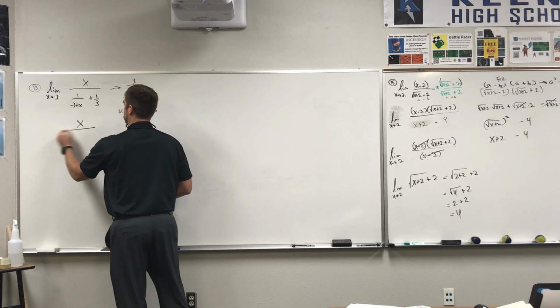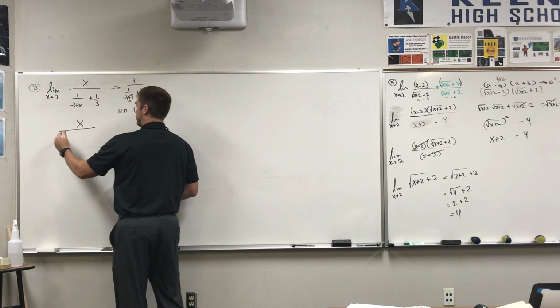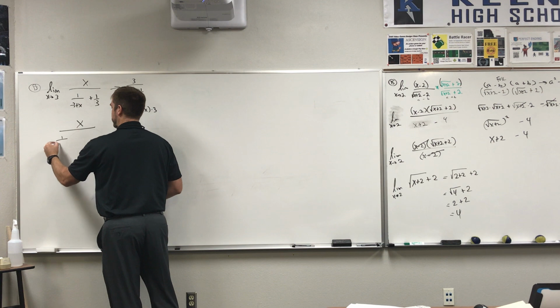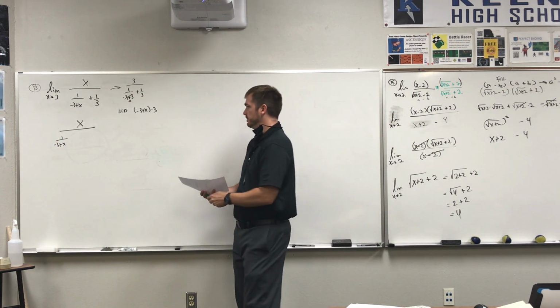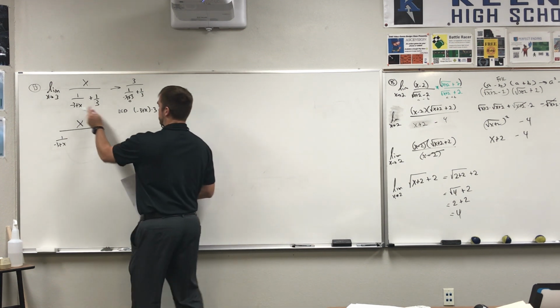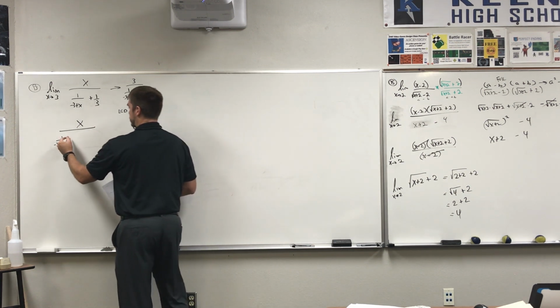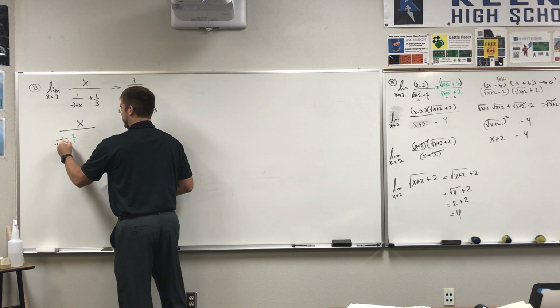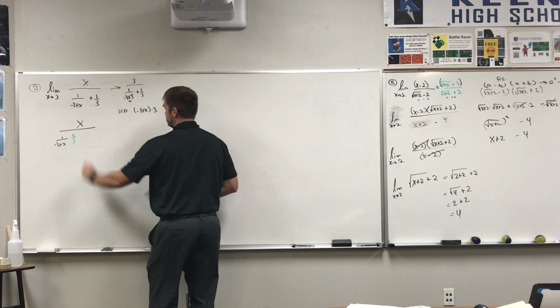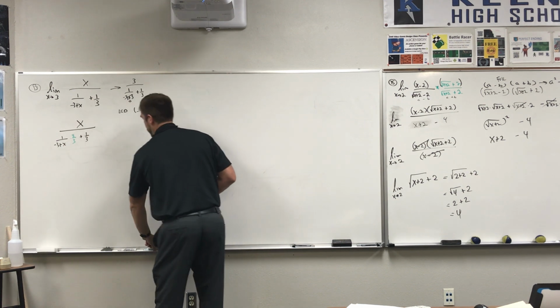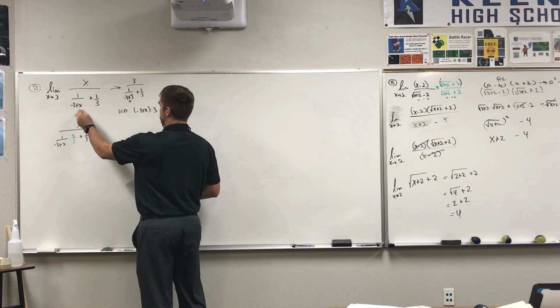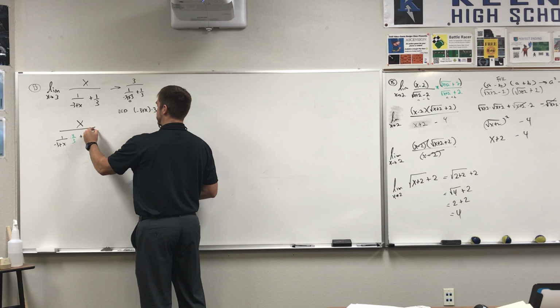So here we go. I've got x divided by 1 over negative 3 plus x. I'm going to multiply this term by whatever's missing, so multiply it by 3 over 3. And then I'm going to take the 1/3 and multiply it by whatever's missing to get that common denominator, which happens to be negative 3 plus x over negative 3 plus x.